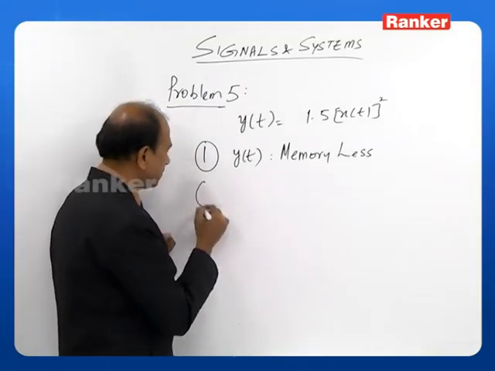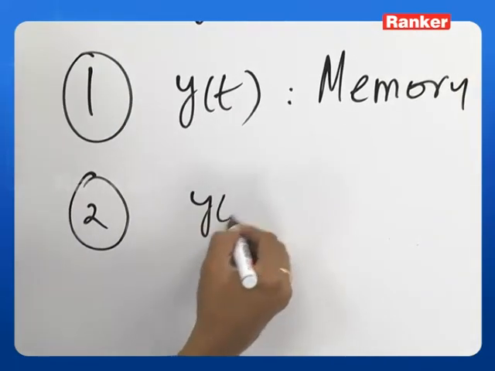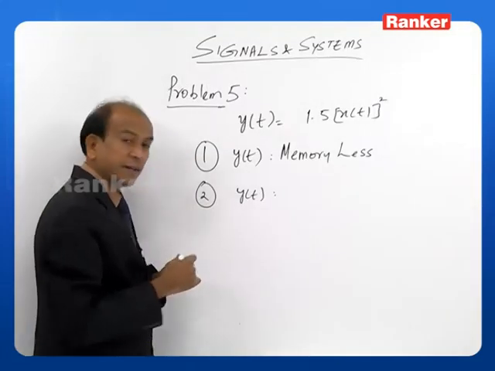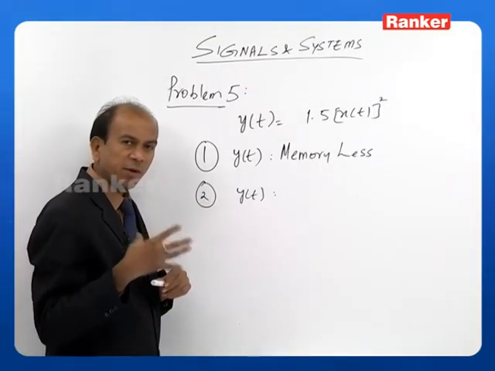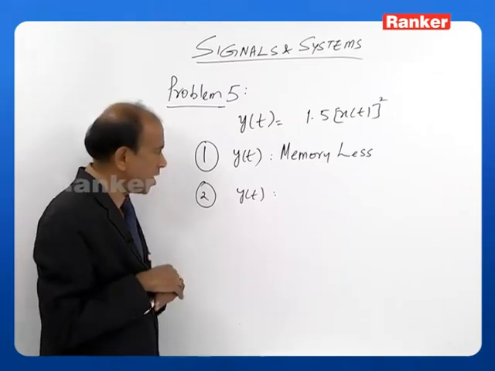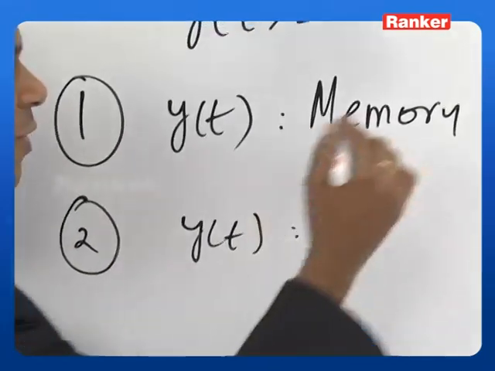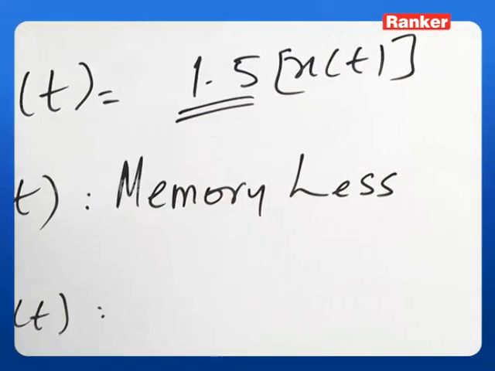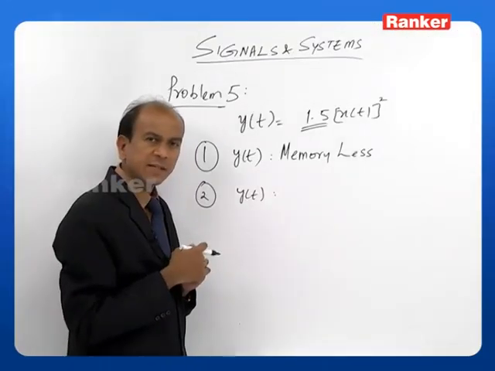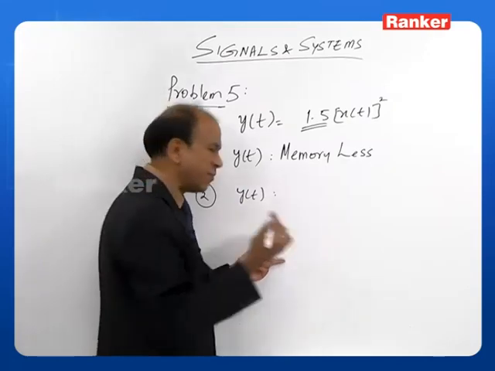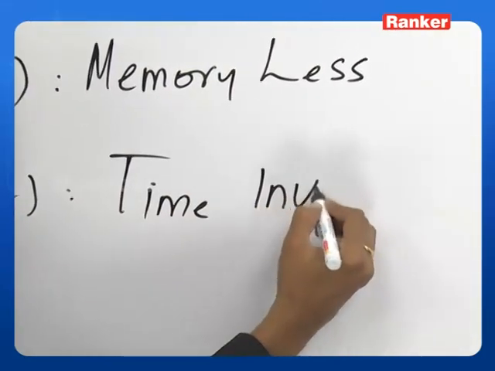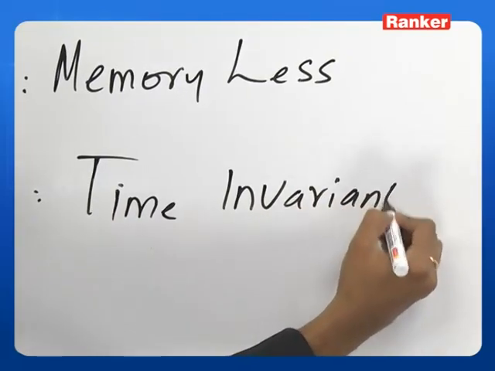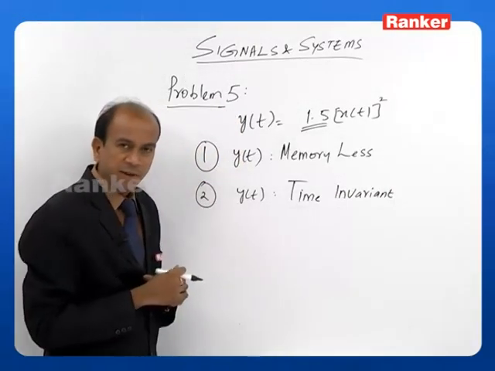Then let us see if there is any time invariance. Is this invariant with respect to time or is there a variancy with respect to time? If you look at this, the coefficient here, 1.5, is independent of t. That means it is time invariant. Okay, this is time invariant.